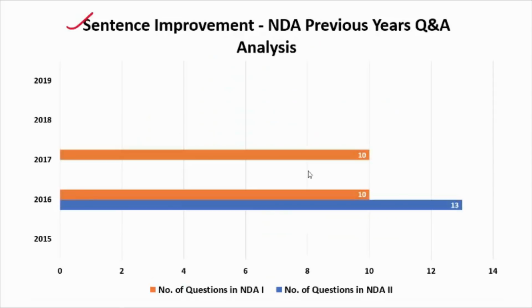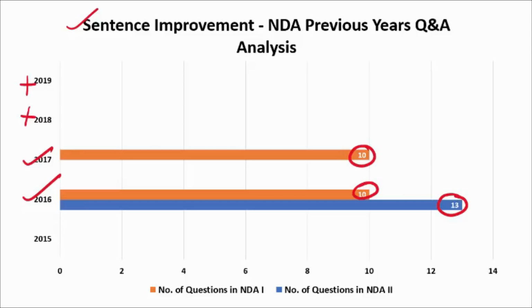Moving on to sentence improvement. Now, questions from sentence improvement didn't come in recent years, that is not in 2019 or 2018, but it did come in 2017 and 2016, and the least number of questions was 10, and the largest number of questions which came was 13, which came in 2016 NDA 2.